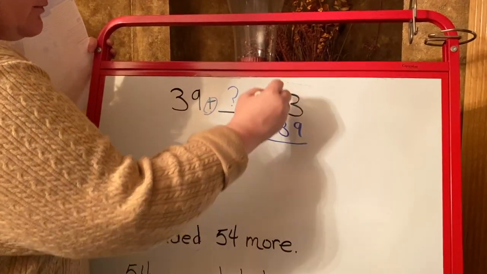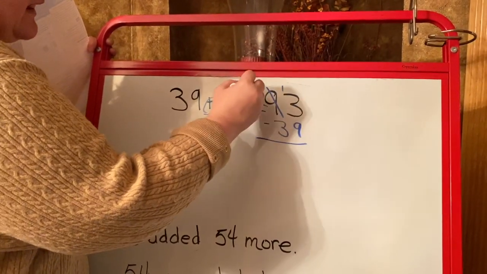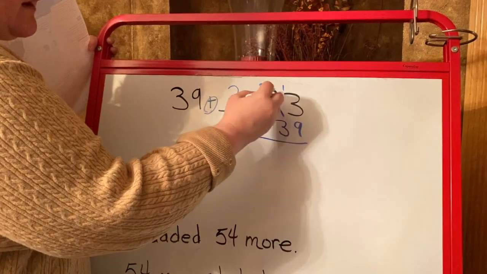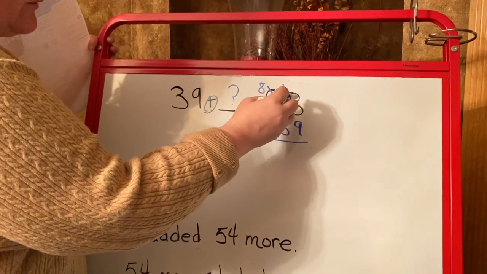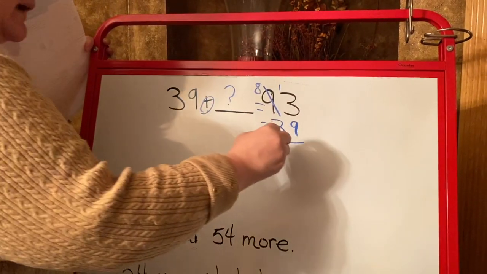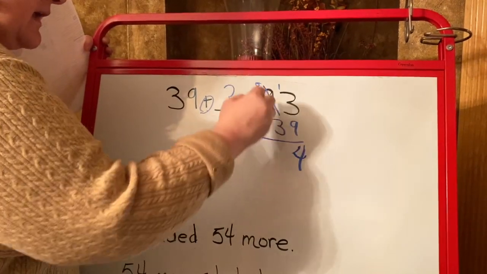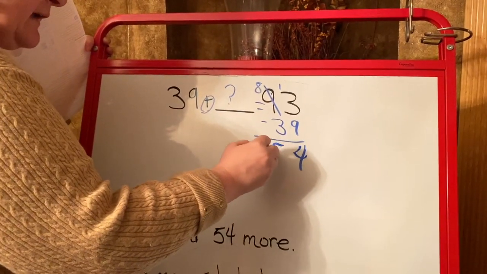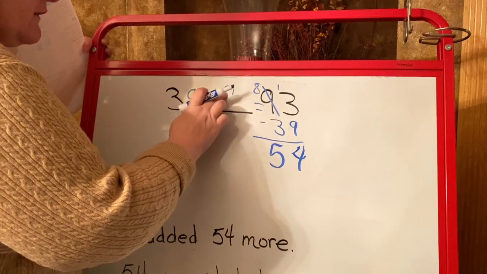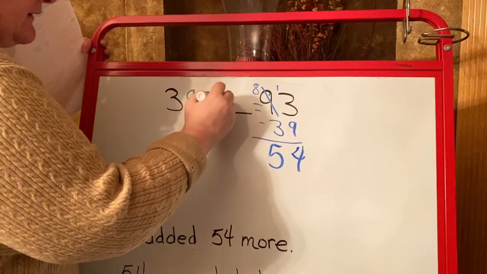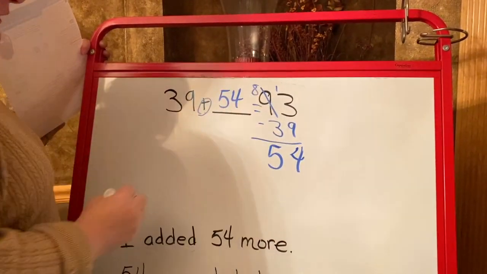So 93 minus 39. Now, we can't take 3 away. We have to borrow a 10. 10 plus 3 is 13. 13 minus 9 is 4. 8 minus 3 is 5. So now we know what that missing addend is, 54.